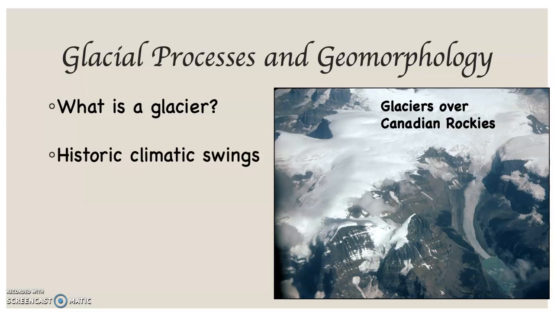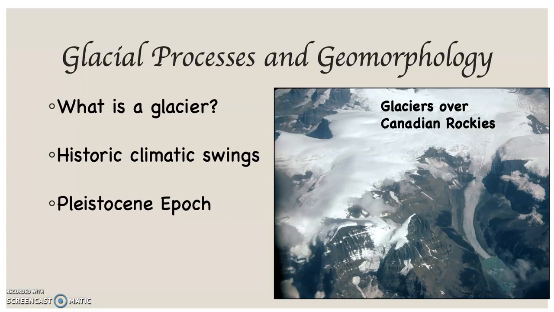Historically on this planet, there have been swings in temperature and climate that may go on for hundreds of years, thousands, tens of thousands, hundreds of thousands, even millions of years, when temperatures will go up 2, 4, 6, 8 degrees Celsius or go down 2, 4, 6, 8 degrees Celsius. And this can cause radical climatic swings on our planet.